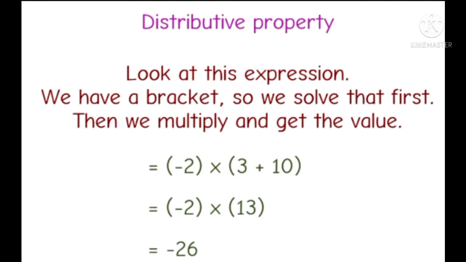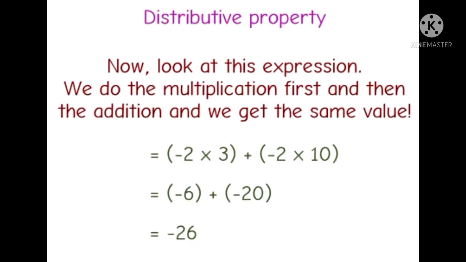Let us check for integers. So let us take one example, minus 2 into bracket of 3 plus 10. We will do the bracket first. So 3 plus 10 is 13. So minus 2 into 13 is minus 26. Here let us do multiplication first and then we will add. Minus 2 into 3 plus minus 2 into 10. Minus 6 plus minus 20 is equal to minus 26.